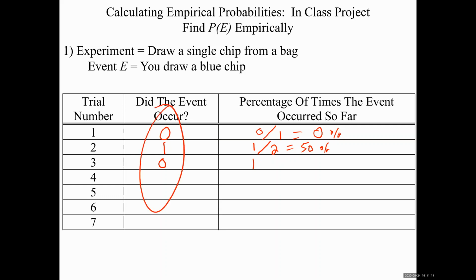How many blue chips total so far? 1 total so far out of 3 tries, 33.33%. And you keep doing this. Here, let me do one last one. I'm supposed to do 7, but I'll just do one more.